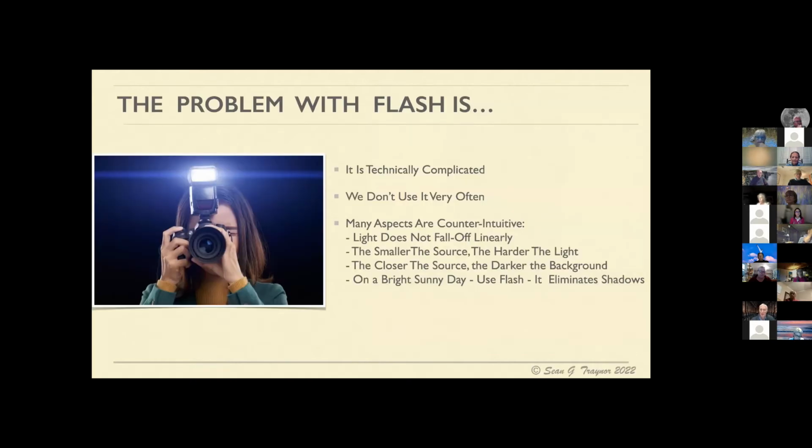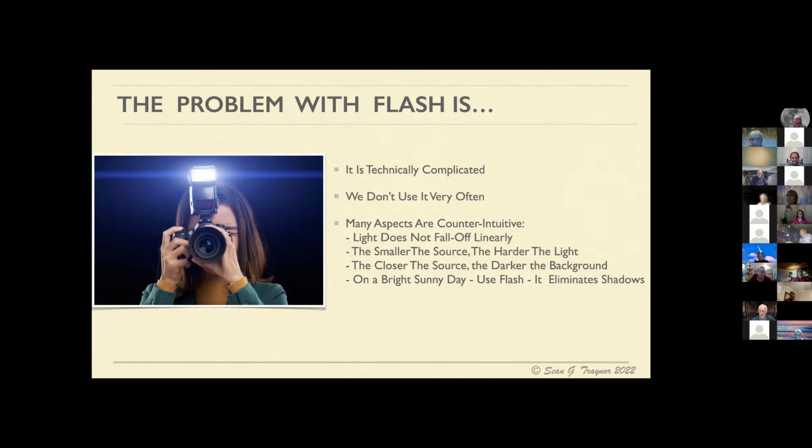Okay, so the problem with Flash is it's technically complicated. We don't use it very often. And many times when we use it, it doesn't quite come out the way we really want it. And then we get frustrated. And one of those reasons is that many aspects of Flash, in fact, are counterintuitive. For example, the light doesn't fall off linearly. And I'll talk about all of these in more detail.